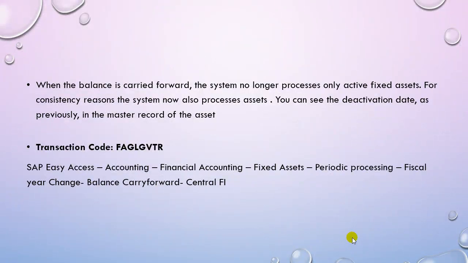When the balance is carried forward, the system no longer processes only active fixed assets. For consistency reasons, the system now also processes deactivated assets. You can see the deactivation date as previously in the master record of the asset. For that, we can use transaction code FAGLGVTR or the path SAP Assets Accounting, Financial Accounting, Fixed Assets, Periodic Processing, Fiscal Year Change and Balance Carryforward, Central Finance.